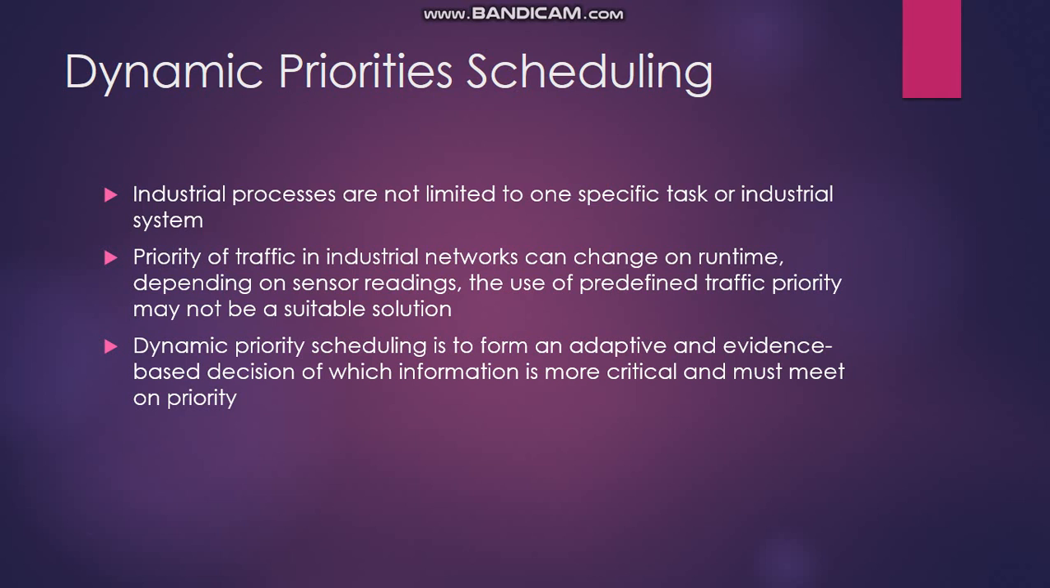Therefore, a more effective way to deal with processes like these is by establishing dynamic priority, which could prioritize in real time. The concept behind dynamic priority scheduling is to form an adaptive and evidence-based decision of which information is more critical and must be met on priority. The inclusion of dynamic priority scheduling meets the challenge of the time constraint and information priority scheduling by efficiently sacrificing the bandwidth of the low priority data sources.